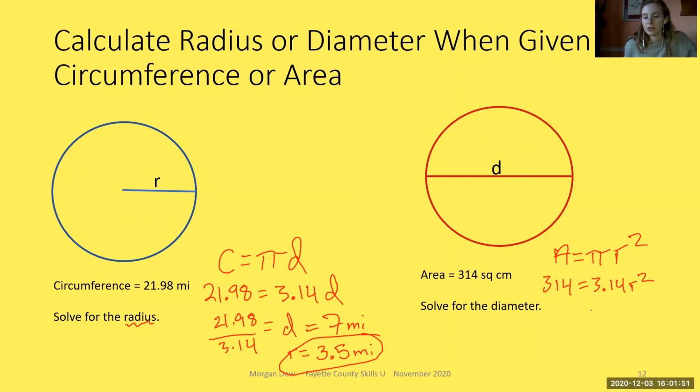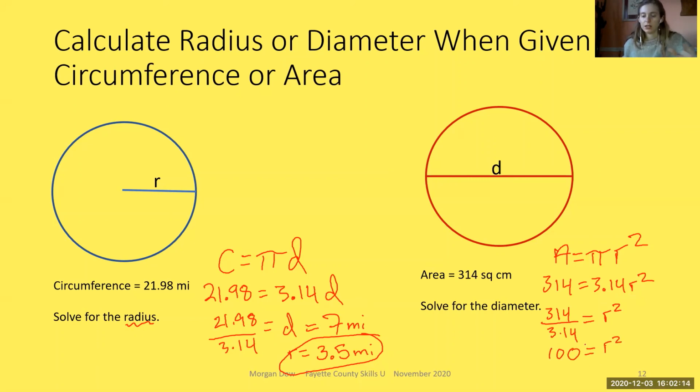And now this is an equation that we can solve for r. Working to get that r by itself, I would divide by 3.14. So r squared equals 314 divided by 3.14, and that's going to be r squared equals 100.